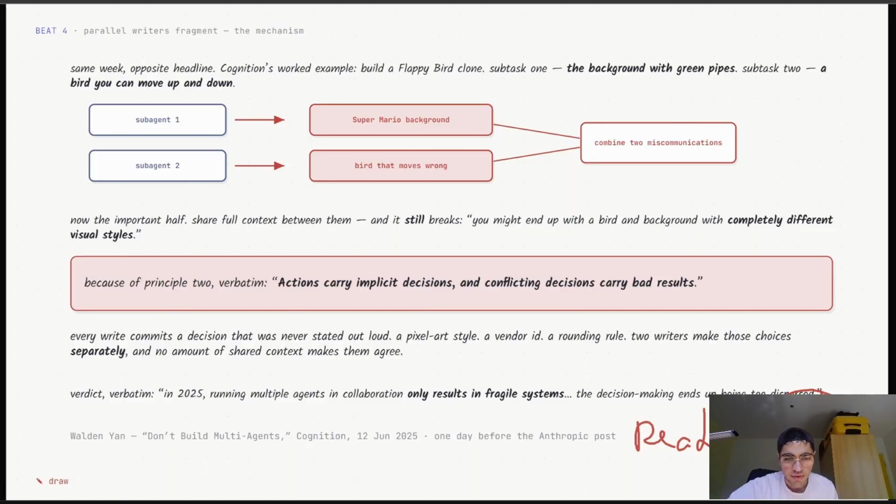So you have your two writers making these choices separately, and no amount of shared context makes them agree, because nobody ever wrote the decision down to be shared. And the verdict in 2025 is that running multi-agent systems in collaboration only results in fragile systems. This is very important, especially if you're trying to build with your agents. Building with multi-agent systems gives you terrible code and terrible features. The decision making ends up being too dispersed, of course, and that's the whole thing I need you to remember from this video.